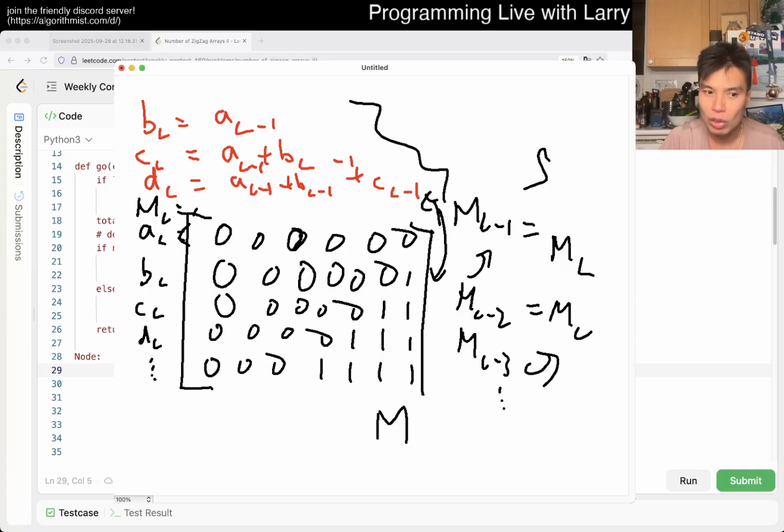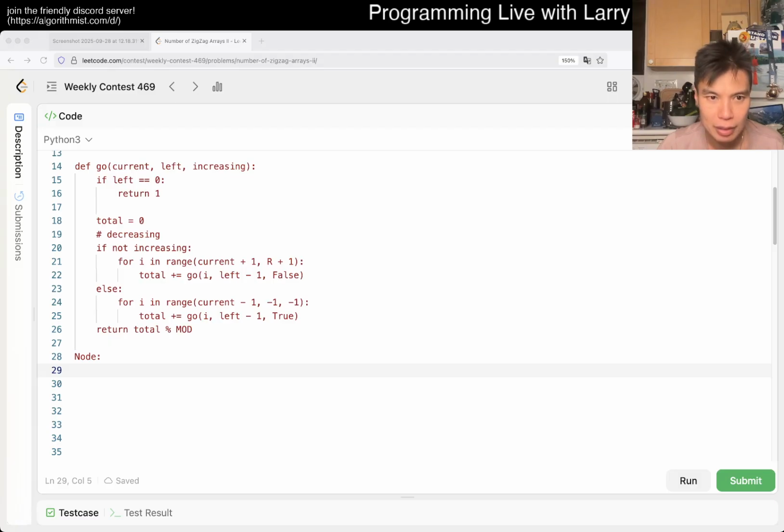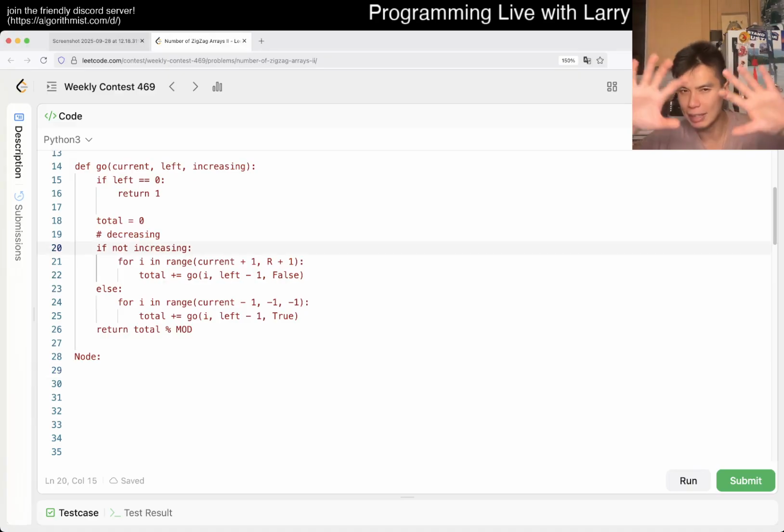So to do this 10 to the 9 times, which is way too big, you just do M to the N minus 1, or whatever M it is, or L minus 1, sorry. And that's it. That's basically the core idea about converting this into a matrix exponential problem, or solution, if you will. We'll go over the nuance about increasing and decreasing, but I just want to give you the idea, the framework on how to build it.